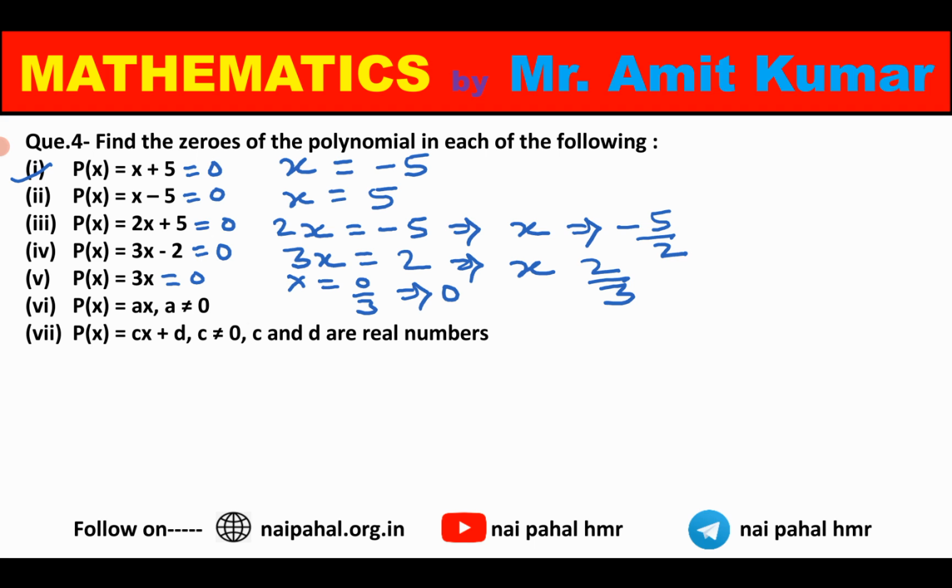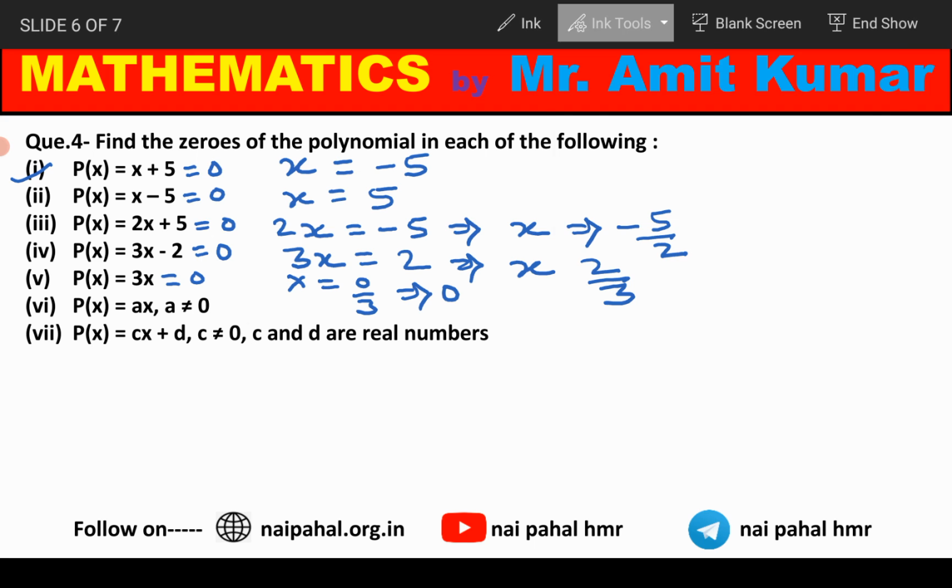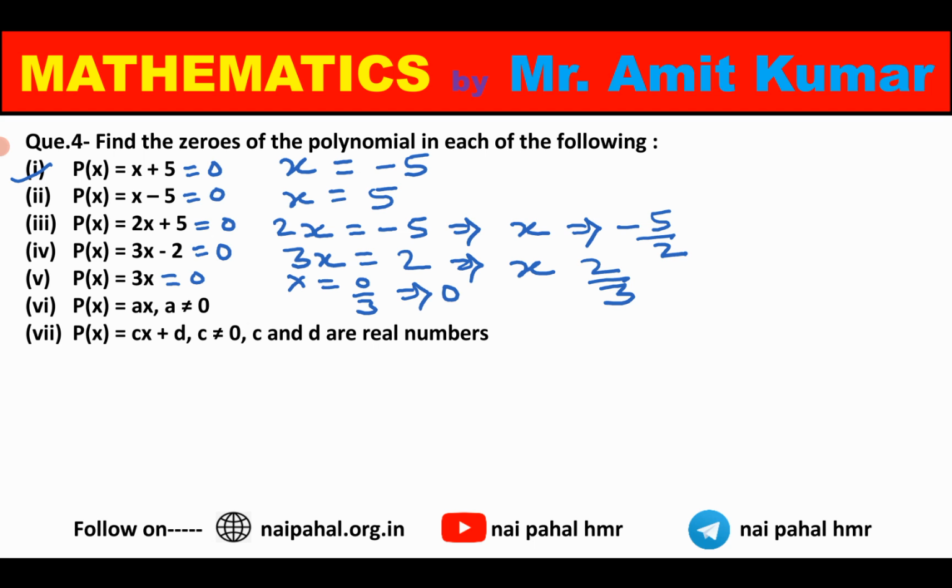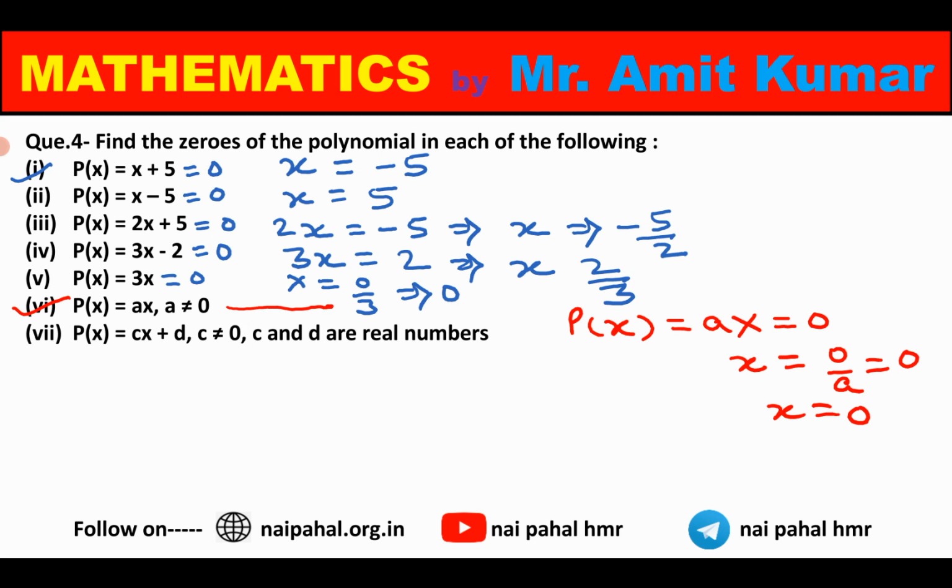So in the next case, where you have to take the next part, P(x) is equal to ax, where a is not equal to 0. For that case, if you take P(x) as ax, put its value equal to 0, then x will be 0/a. Since a is not equal to 0, the answer will be 0. So in this case also, x equals 0. Let's move on to the last part. This part is done here.